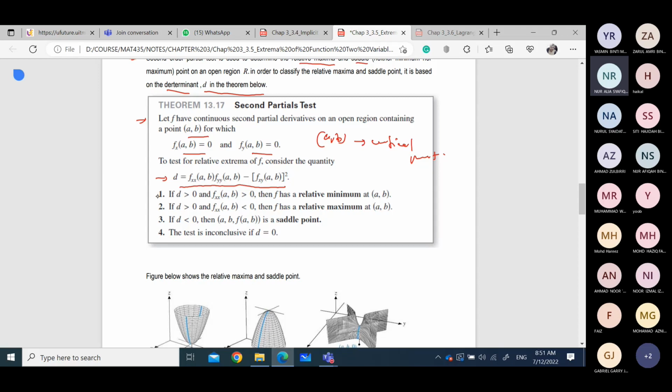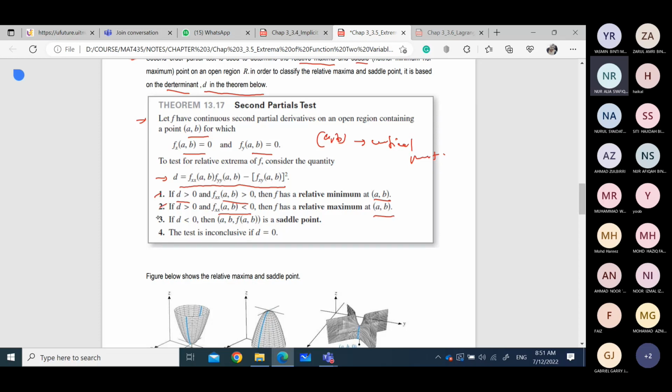Okay, so look at this one. The first one, if D or the discriminant is greater than 0 and the second order partial derivative with respect to x at the critical point is greater than 0, then the surface has a relative minimum at point (a, b). Okay, so again, what is (a, b)? (a, b) is the critical point. Alright, so next situation, if D is greater than 0 and the second order derivative with respect to x at (a, b) is less than 0, then f has a relative maximum at the critical point (a, b).